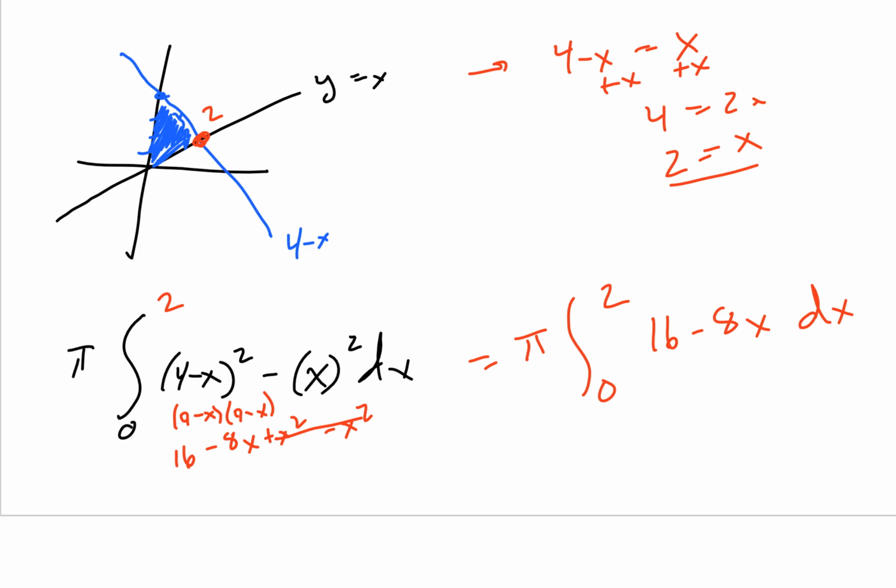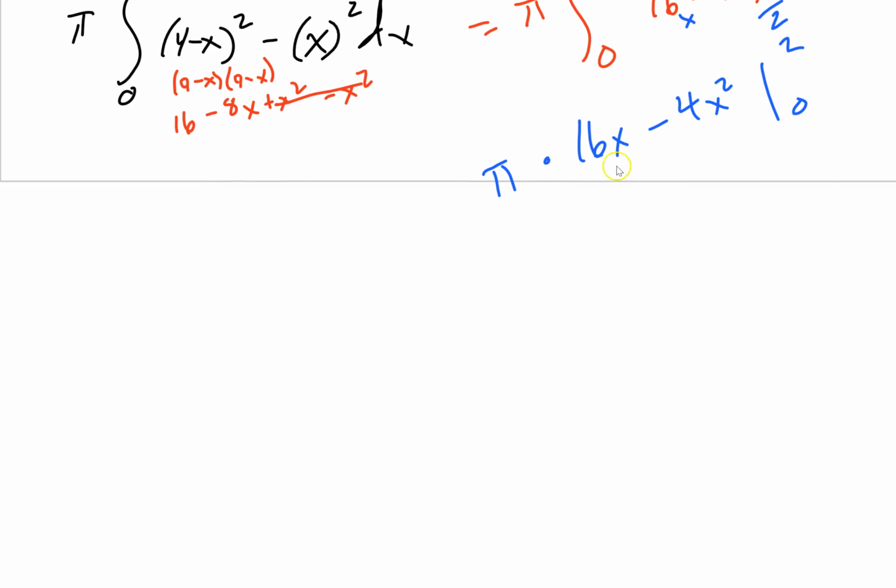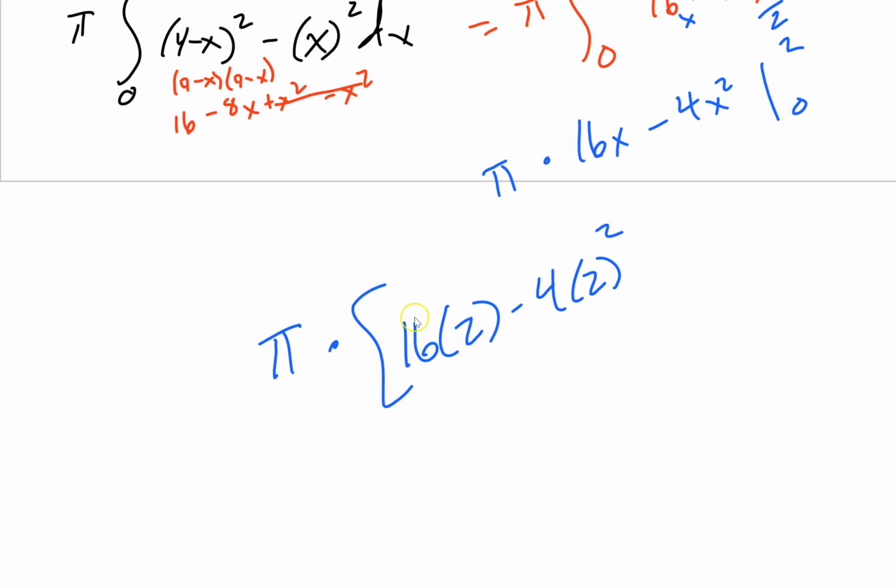That's easy enough to solve. Let's finish on a strong note. So we integrate this. This is a power rule. So we're going to get 16x minus 4x squared from 0 to 2, all times pi. Then from here, as we always do, plug the top one in minus plugging the bottom one in. So it's going to be pi times 16 times 2 minus 4 times 2 squared, minus plug 0 in for everything. In this case, that's going to be 0. So that's just gone.